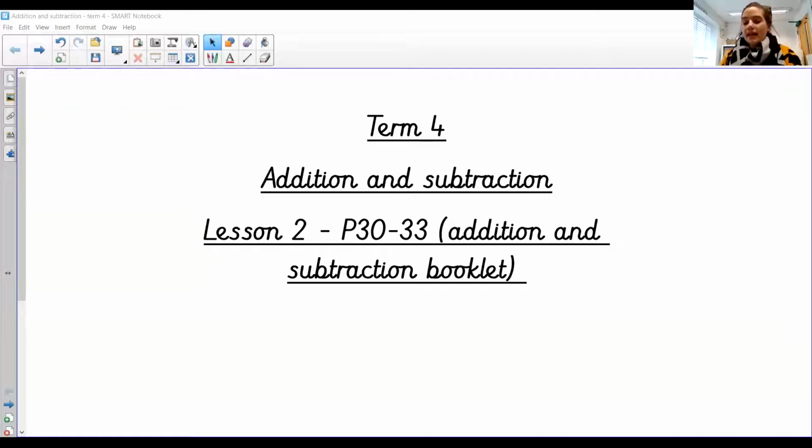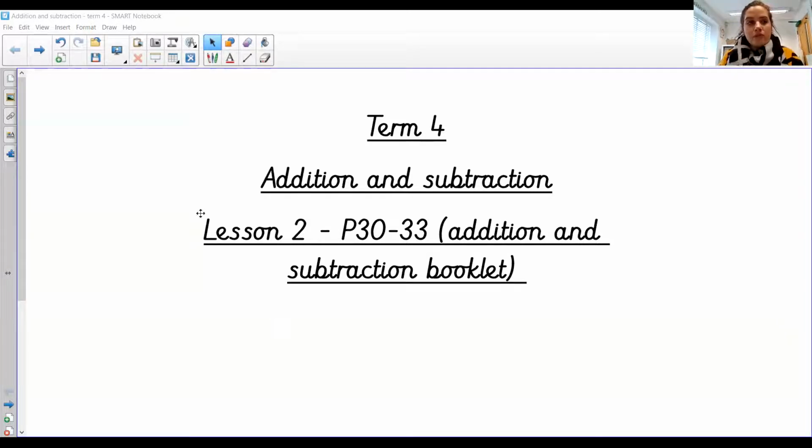I will share my screen with you, and we are going to be looking at pages 30 to 33 in our addition and subtraction, our White Rose booklet. We're going to be looking at 10 more and 10 less and counting in groups of 10.